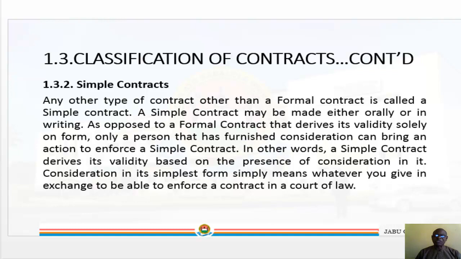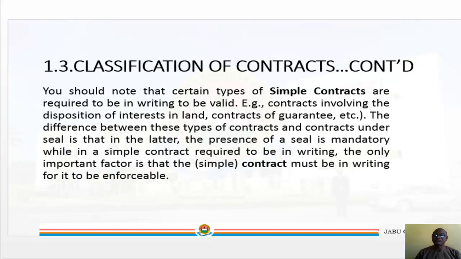Consideration in its simplest form simply means whatever you give in exchange to be able to enforce a contract in a court of law. You should know that certain types of simple contracts are required to be in writing to be valid. For example, contracts involving the disposition of interest in land, contracts of guarantee, among others.